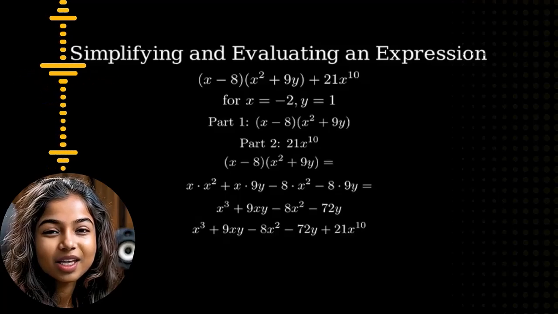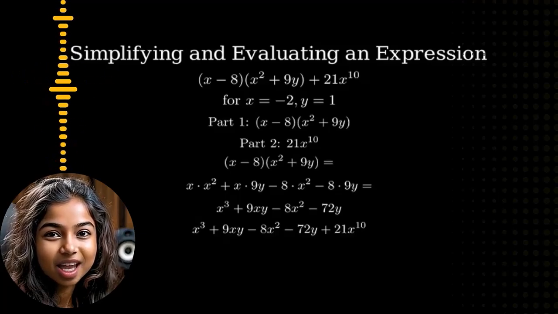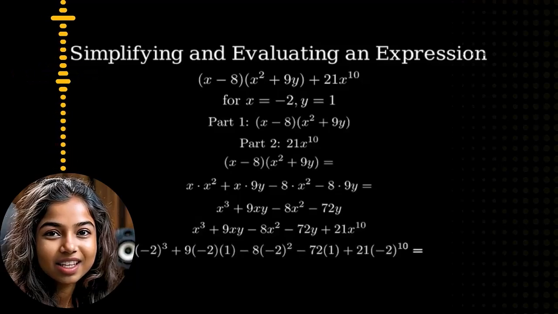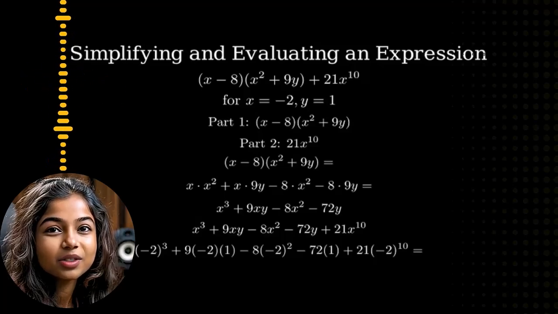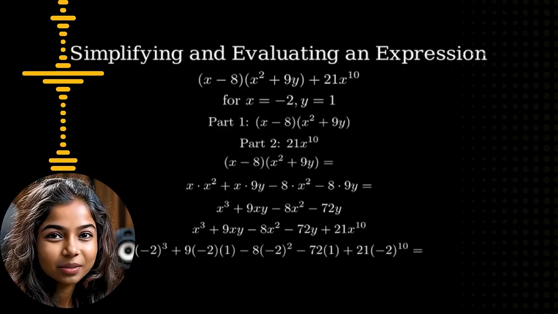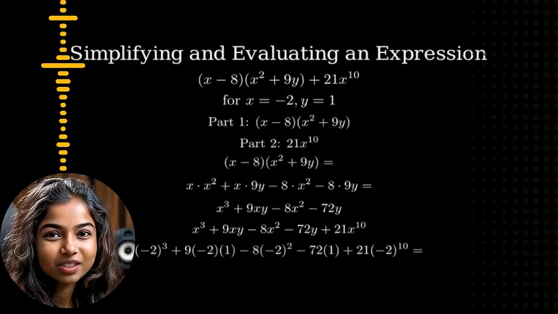Now let's substitute x equals -2 and y equals 1 into our expression. First, let's substitute x equals -2. This gives us -8 for x cubed, -18 for 9xy, -32 for -8x squared, -72 for -72y, and for 21x to the 10th power, we get 21 times -2 to the 10th power.